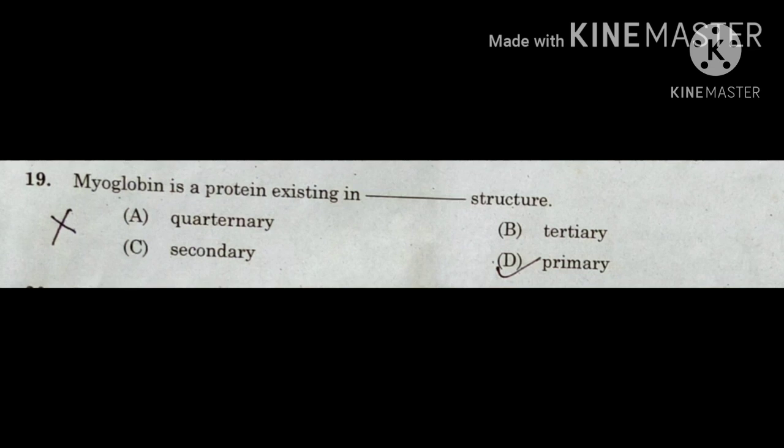Next question: myoglobin is a protein existing in dash structure. The options are A, quaternary, B, tertiary, C, secondary, and D, primary. Okay, what are proteins? Proteins are the polymers of amino acids. Okay, the amino acids join together to form what? Protein. Okay, you know that all proteins are heteropolymers. That is, all proteins are made up of different types of amino acids.